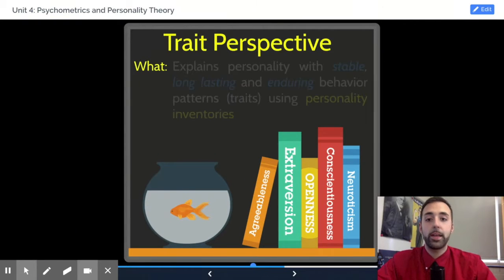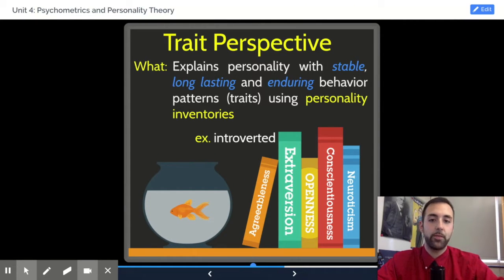The first theory is known as trait perspective or trait theory. If you were to guess what personality testing might look like, this is probably the theory that comes to mind. As you'll see as this unit progresses, there are some unorthodox personality tests out there. That's not the case here with trait perspective.